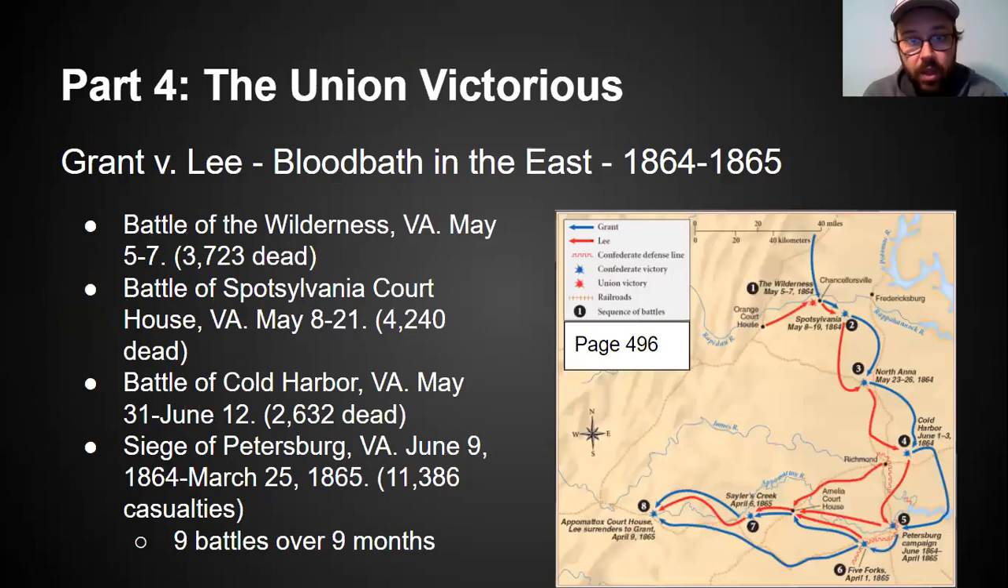So we finally get to see the battle between the two great generals of the Civil War, Ulysses S. Grant and Robert. Why did I say David earlier? Robert E. Lee. What was I thinking? Finally, I got it. Okay. So Ulysses S. Grant versus Robert E. Lee. We finally get to see these two men go head to head.